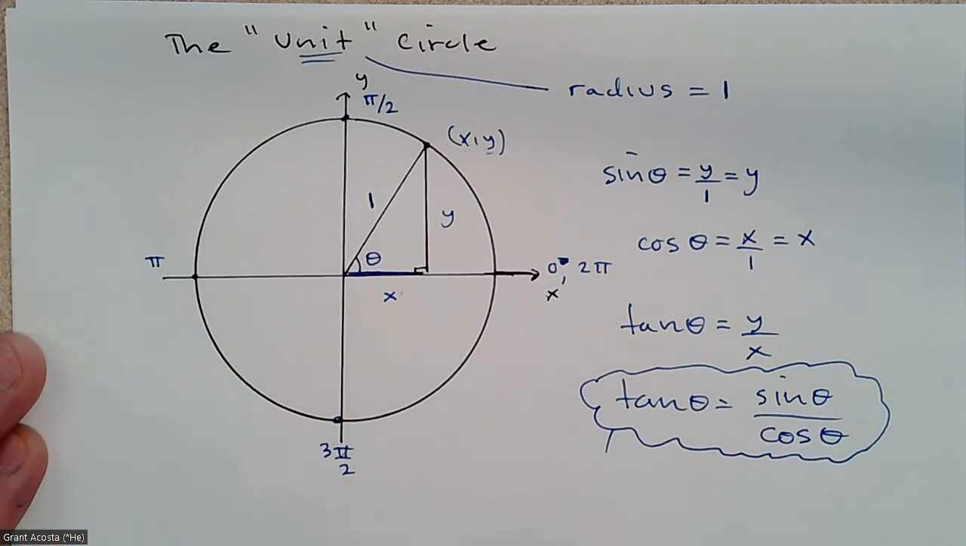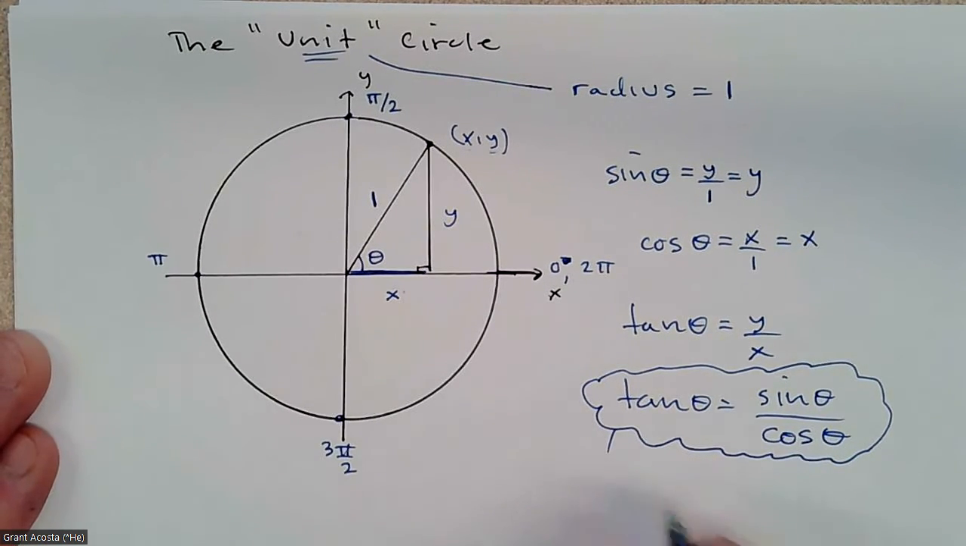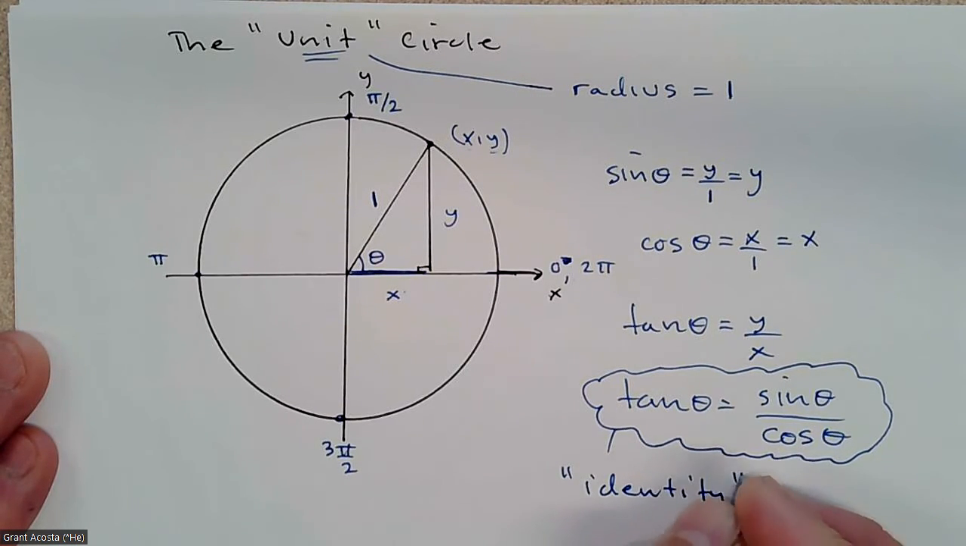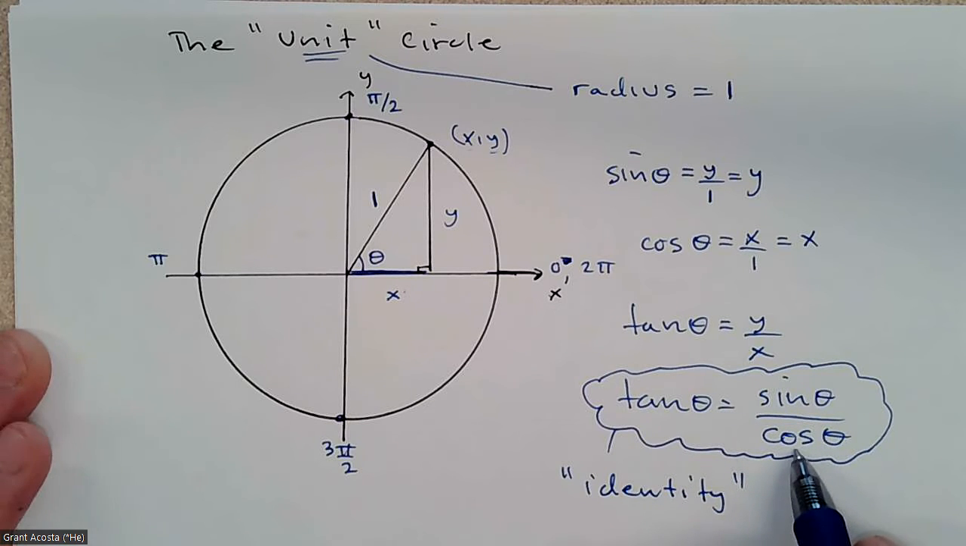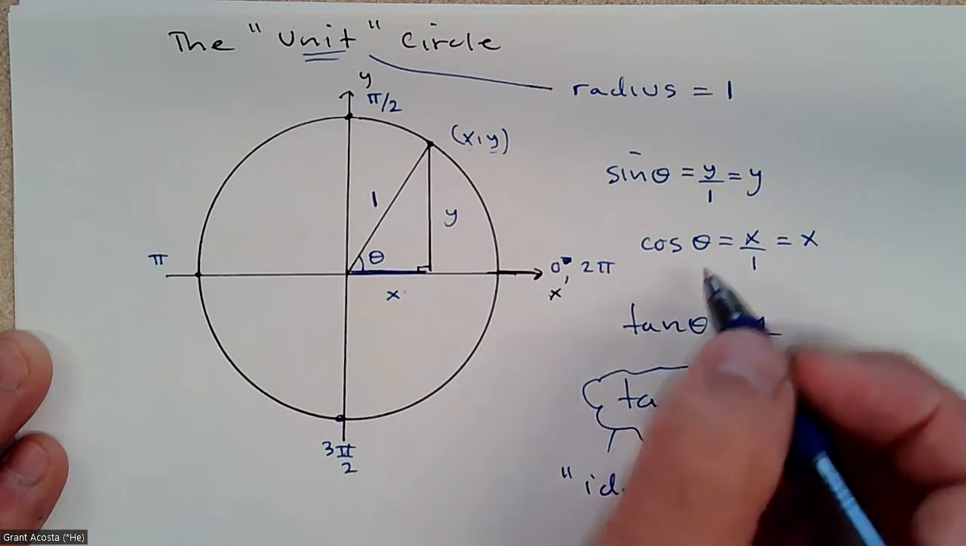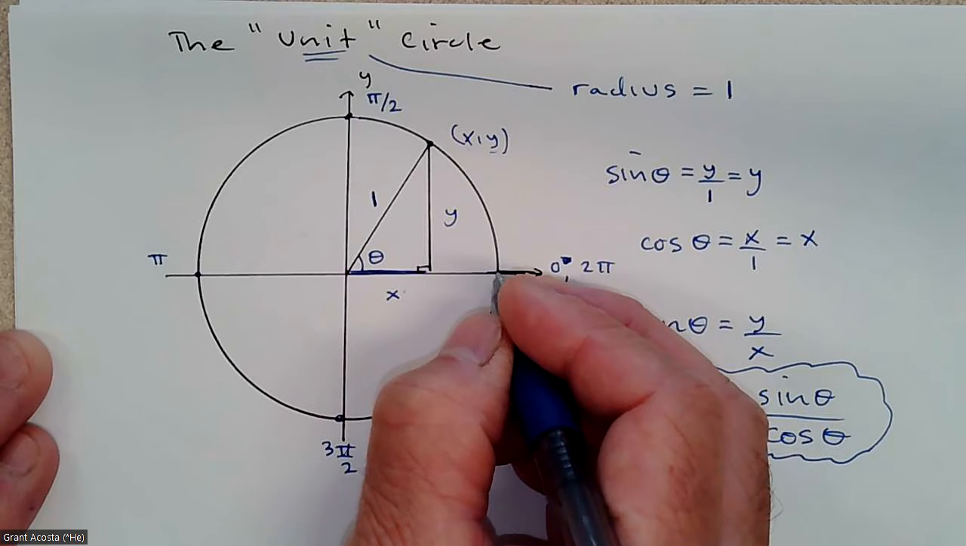This is the first of what we call a trig identity. An identity in trig is just an equation that happens to be true. It is true that for any angle, the tangent of the angle is the same as the sine of the angle over the cosine of the angle. Okay, but back to this. So how does that help me?